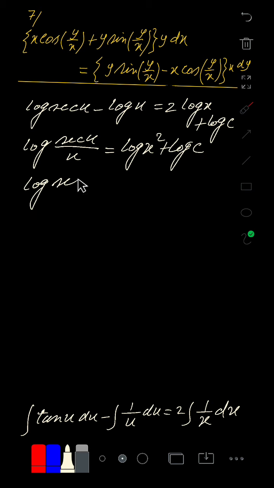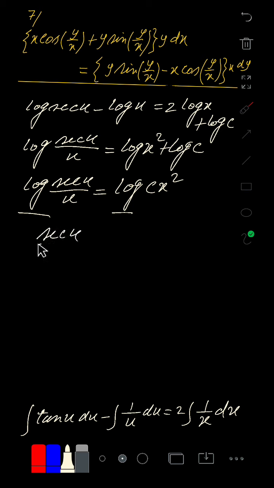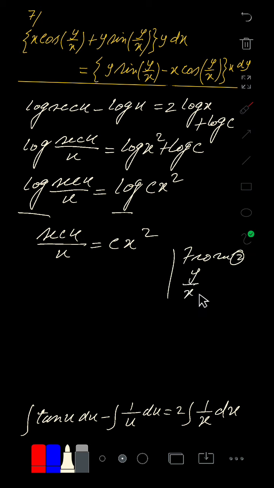Now, log sec u upon u is equal to, here using the property log m plus log n is equal to log m into n, we may write this expression as log c into x square. Now eliminating log from both sides, we have sec u upon u is equal to c x square. As we know from equation number 2, y upon x is equal to u. So replacing u by y upon x in this expression, we have sec y upon x upon y upon x is equal to c x square.